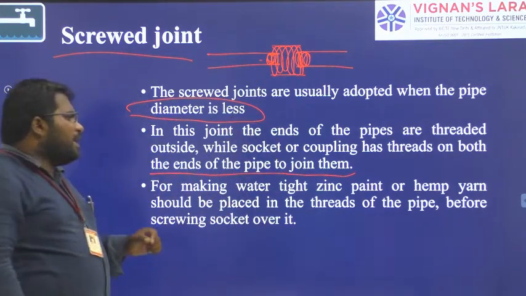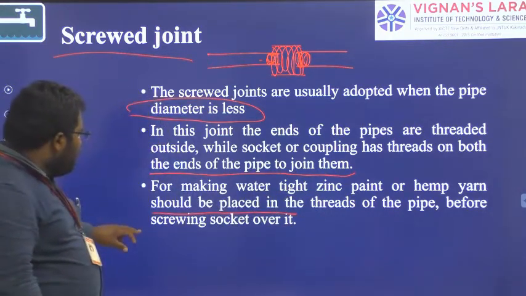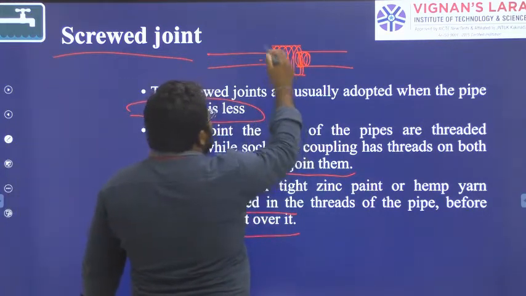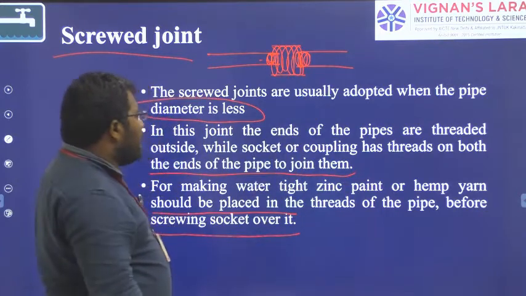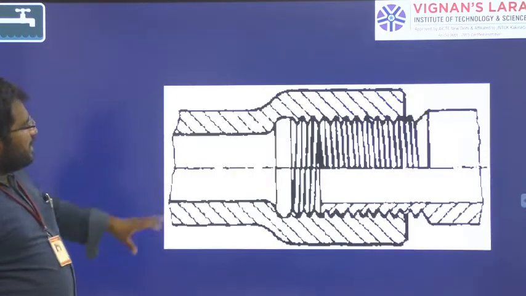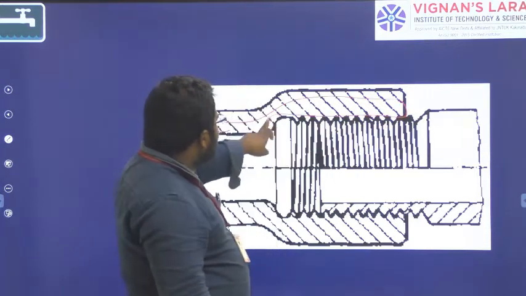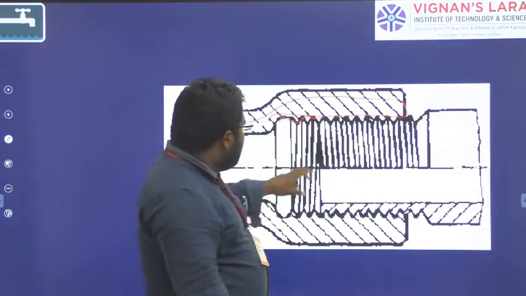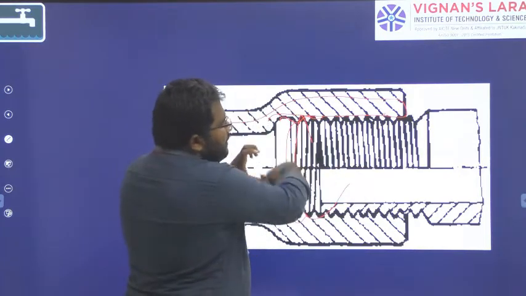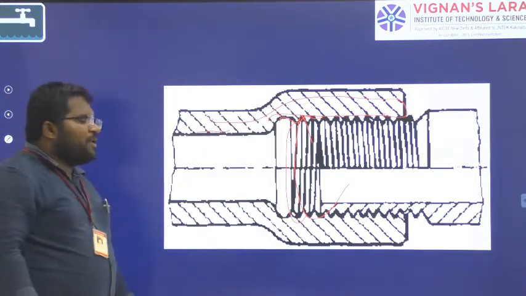For making it watertight, zinc paint or some iron compound should be placed on the threads of the pipe before it goes into the socket. Before you keep it in the socket, it is covered with some zinc paint or iron compound, so that we don't have any leakages. You can see here, this is one pipe, the socket is threaded inside, and the other pipe has threadings on the outside. So we are going to paint and make a joint here without any leakages. So these are the pipe joints.